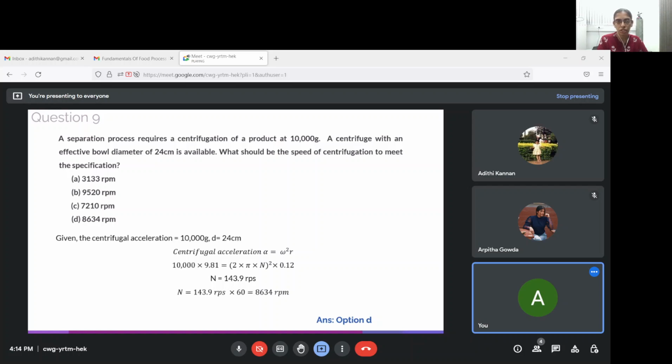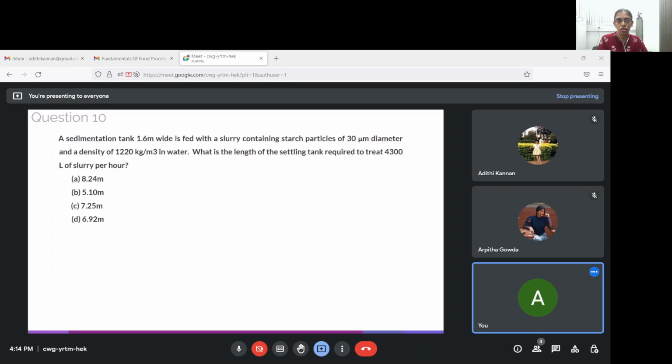So moving on to question 10. A sedimentation tank 1.6 meter wide is fed with a slurry containing starch particles of 30 micrometer diameter and a density of 1220 kg per meter cube in water. That is, the starch particles are suspended in water, and 30 micrometer is the diameter of the starch particle, and 1220 kg per meter cube is the density of the starch particle. So what is the length of the settling tank required to treat 4,300 liters of the slurry per hour?